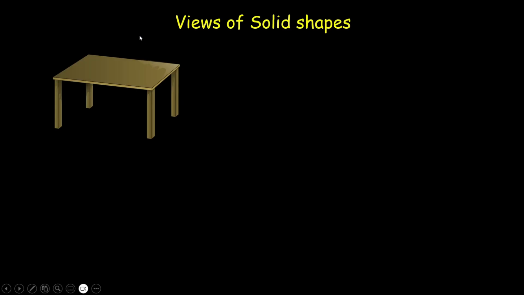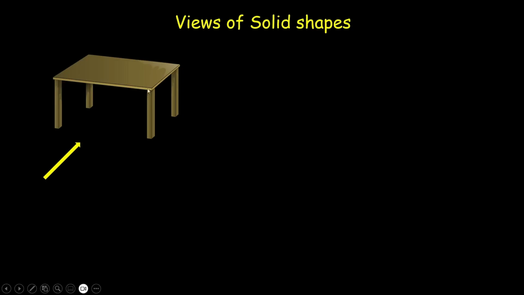For example, over here, if I look at this table from the top, I'll only be able to see this rectangle. The legs would be hidden and we won't be able to recognize that this is a table. On the other hand, if we look at this table from this angle or this angle, we'll be able to see its legs and that it has a flat top. We'll be able to recognize that this is a table. So either of these can be the front view. Let us take this to be the front view for now.